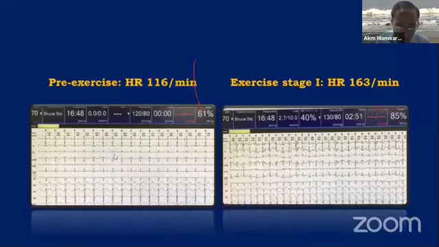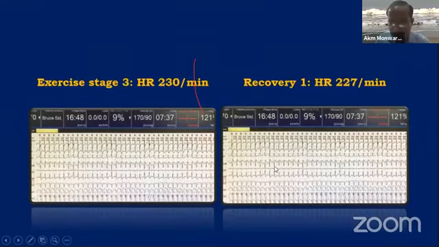This is another example. This patient was having ETT in NICVD, and while the ETT was continuing, there was significant regular narrow complex tachycardia, even up to 230 per minute, probably supraventricular tachycardia. This is exercise induced. And this supraventricular tachycardia persisted long after the recovery phase.